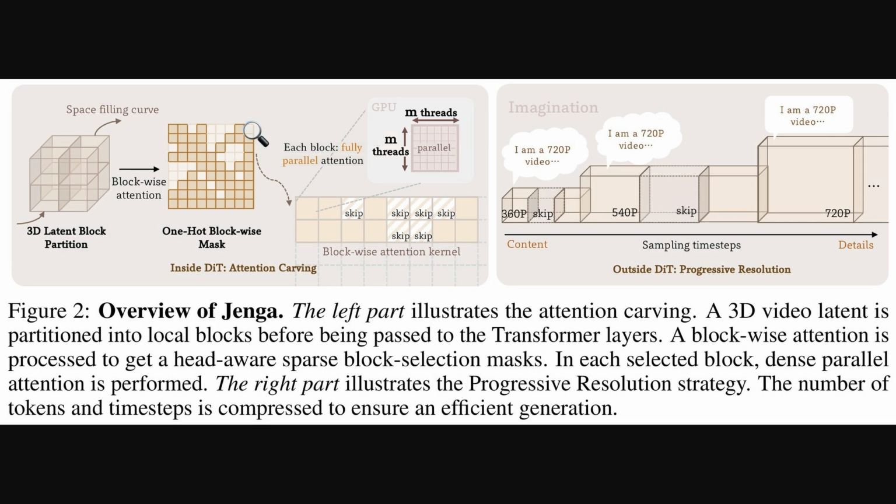Alright, so this provides a broader look at the Jenga pipeline. The left side visually summarizes that attention carving technique we just discussed, with the 3D video latents being partitioned and then undergoing selective blockwise attention using masks. The new element detailed on the right is Jenga's progressive resolution strategy. You can see how the video generation starts at a lower resolution, say 360p, focusing on the main content, and then progressively increases to 540p and then 720p to fill in the finer details. This multi-stage approach significantly cuts down on computation in the earlier phases.